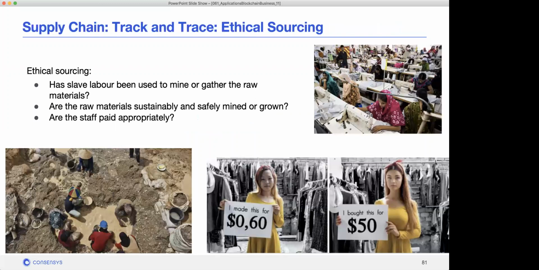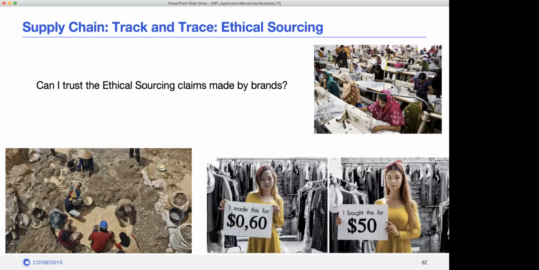Another related topic, but subtly different, is ethical sourcing. So has slave labor been used to gather the raw materials? Are they being sustainably mined or grown? And are the staff paid appropriately? And so you've got, say, that picture on the bottom right there, where you've got someone who's made a garment for less than $1 that's going to be sold for $50. Or the people in the bottom left who are mining tin in Indonesia in really unsafe conditions.